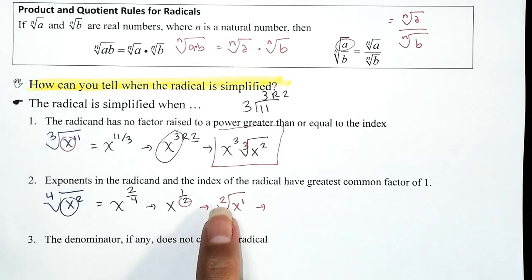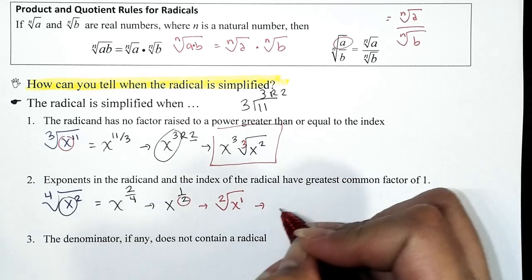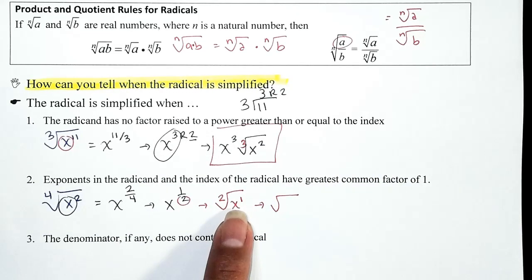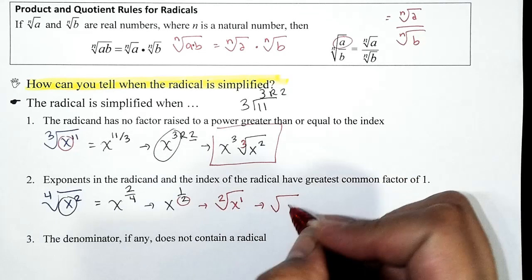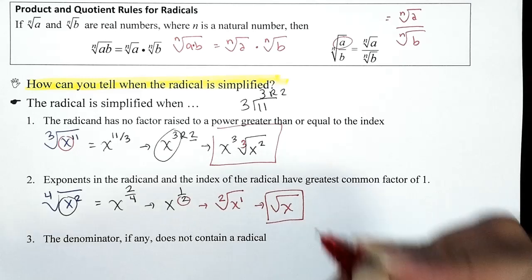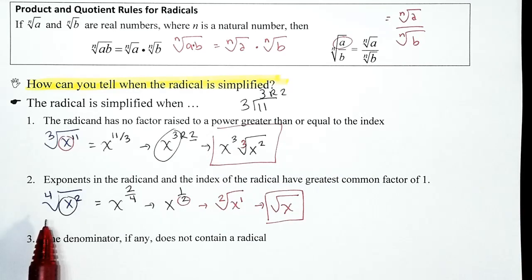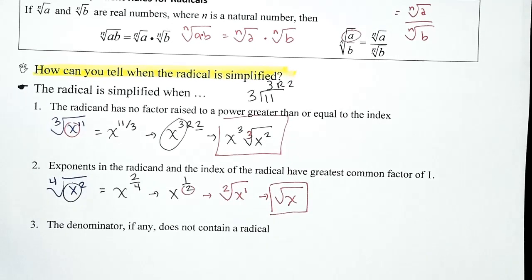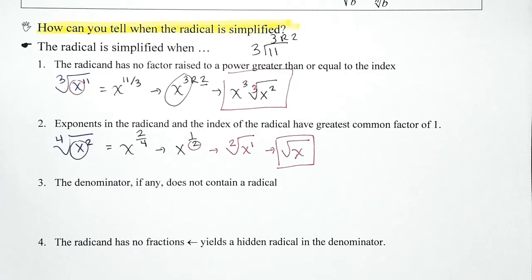When the index is 2, we typically don't write it, so let's not start now. Okay, so we omit it. When the exponent is 1, same speech, we typically don't write it, so let's not start right now. So from the top, the moral of this story is that the 4th root of x squared can be simplified to square root of x. Fantastic. What is another thing to look out for to determine if the radical is simplified? So let's go ahead and look at number 3.